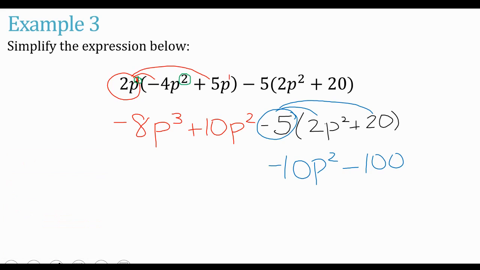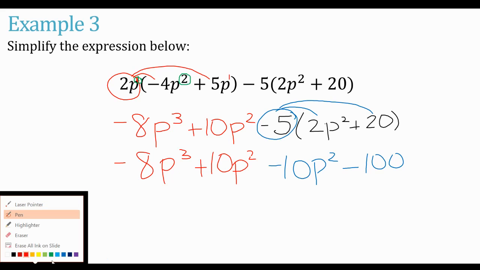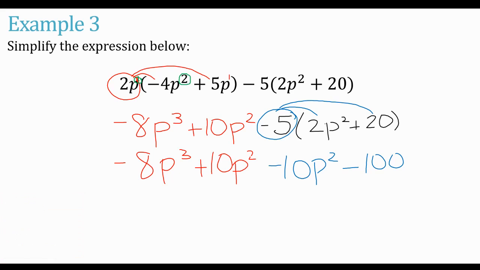Okay, I'm going to bring down our product from that first distribution. And then we're going to see what we can do from here. So we got rid of all our parentheses. We got rid of our multiplication. So now we're going to look for like terms. So remember, like terms means same variable, same exponent. So we notice here that our like terms are positive 10p squared and -10p squared.